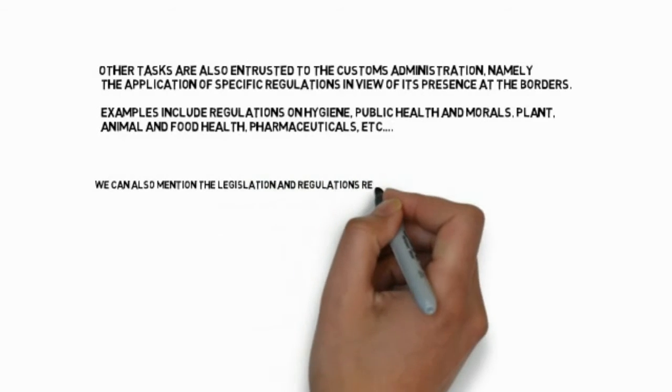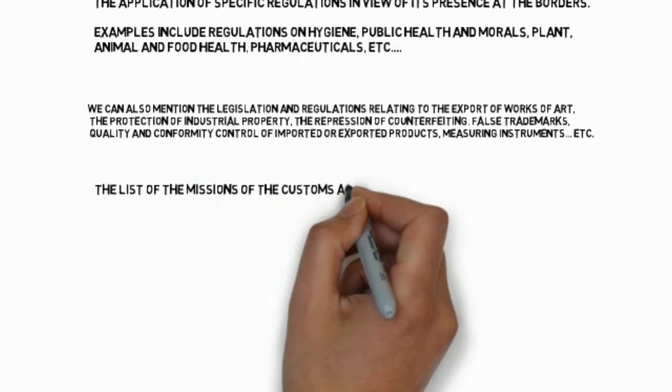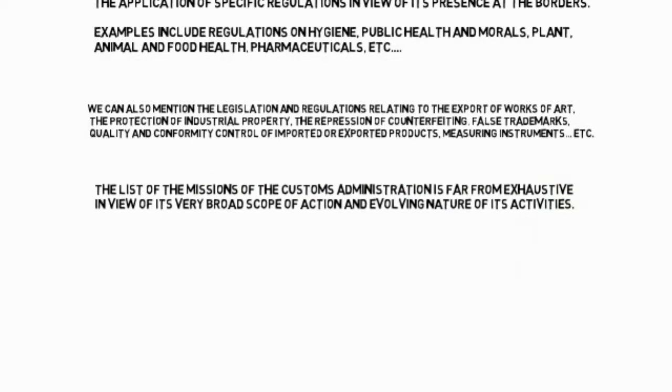Also, we can mention the legislation and regulations relating to the export of works of art, the protection of industrial property, the repression of counterfeiting, false trademarks, quality and conformity control of imported or exported products, measuring instruments, etc. The list of the missions of the Customs Administration is far from exhaustive in view of its very broad scope of action and the original and evolving nature of its activities.